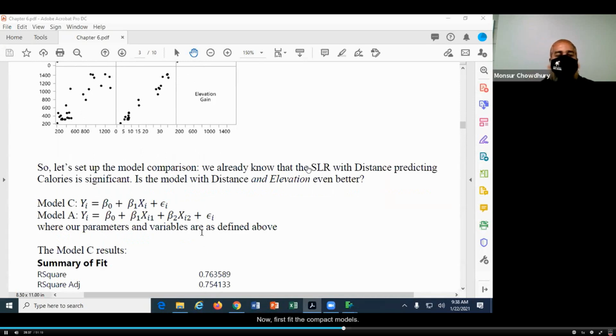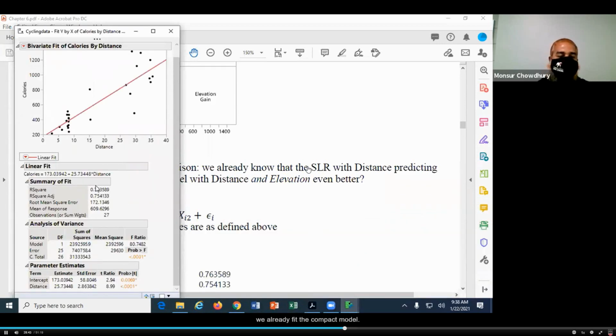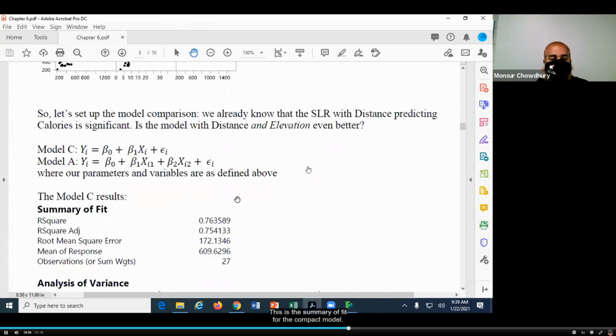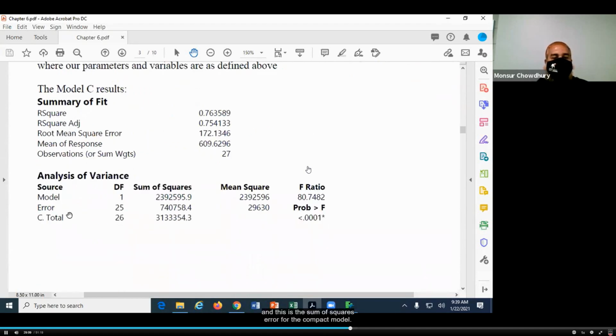Now first fit the compact model. We already fit the compact model, and from this compact model, this is our R square. What is R square actually? In the compact model, this R square is the value that we got from this compact model here. So this is the summary fit for the compact model. This is R square, this is the root mean square error, this is the mean response, and this is the sum of squares error for the compact model. So this is called SSE of the compact model.